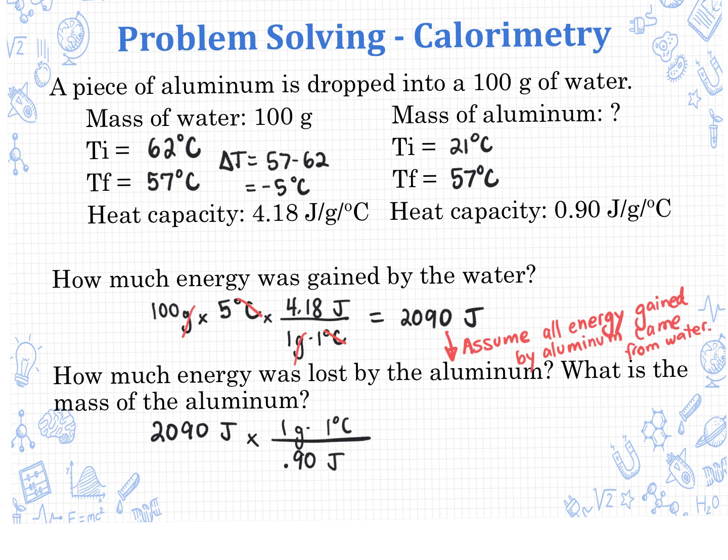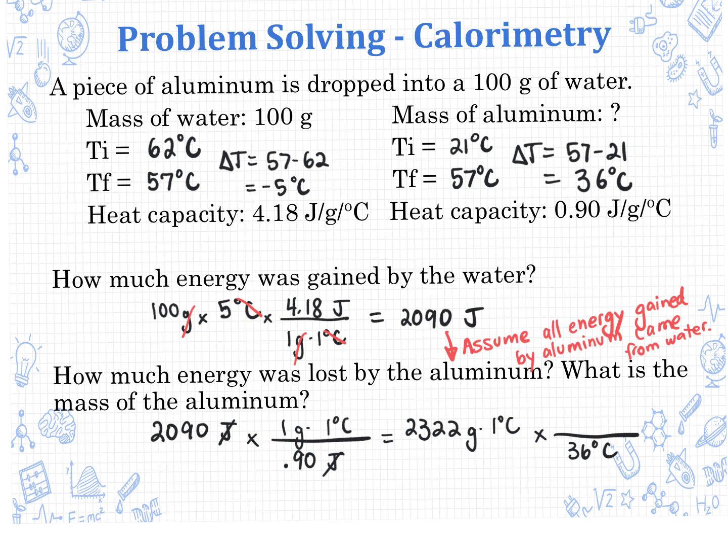So when I do this math, 2,090 divided by 0.9, I get 2,322, and the units of this are grams that can be heated up 1 degree Celsius, because the joules cancel out. Now, I am not going to just heat up 1 degree Celsius. I want to heat up the temperature change up here. Delta T is 57 minus 21, which is 36 degrees Celsius. So, hey, I don't want just 1 degree Celsius. I want to divide by the number of degrees Celsius I'm actually getting.